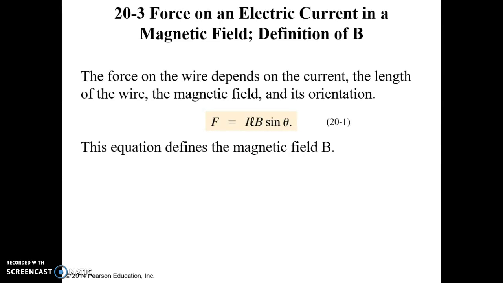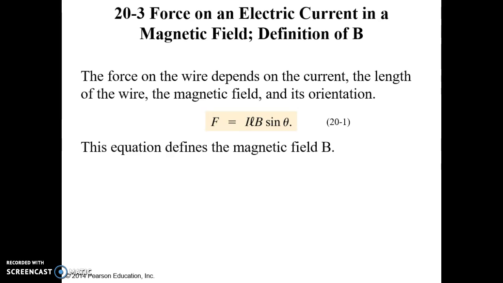Here's an equation to calculate the force on a wire when placed in an external magnetic field. F stands for magnetic force, I stands for current, L stands for the length of the wire in the magnetic field, and B is the variable we'll use for magnetic field strength, or often just referred to as magnetic field. Theta is the angle between the direction of the current and magnetic field. Often, theta is 90 degrees.